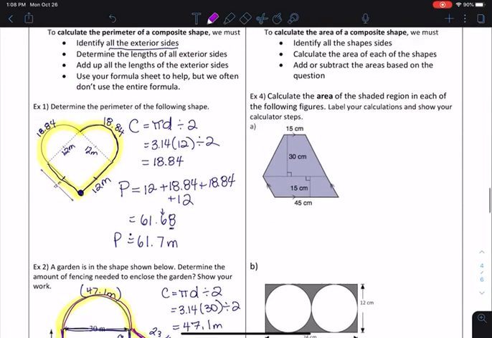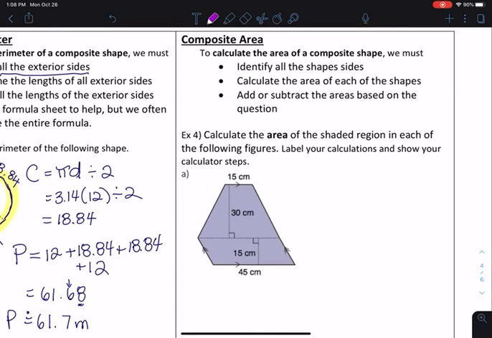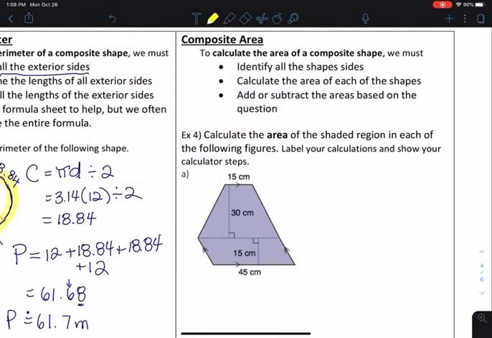Let's look at the area relationships. To do composite areas, we're going to figure out our shapes, identify all the shapes, and then calculate the areas of each of the shapes, and then decide whether we're going to add or subtract those areas. So if I look at this first figure, I see a trapezoid on top. That's one shape. And I see a parallelogram on the bottom. So I'm going to call this A1 and this A2.